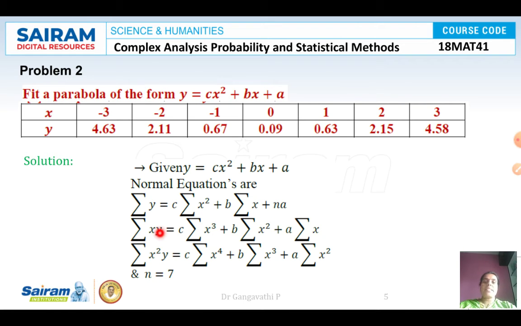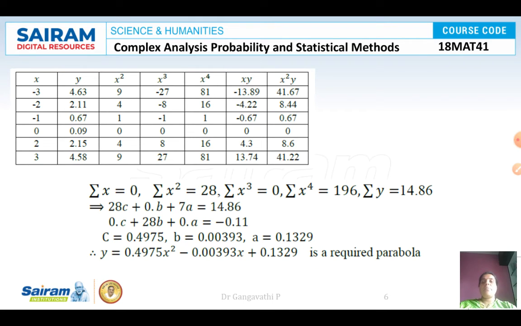And multiply by x and then take the summation. This is the normal equation we get. Multiply by x square and then take the summation, we get this. And how many values of x have been given? 1, 2, 3, 4, 5, 6 and 7. Therefore, the n value is 7.